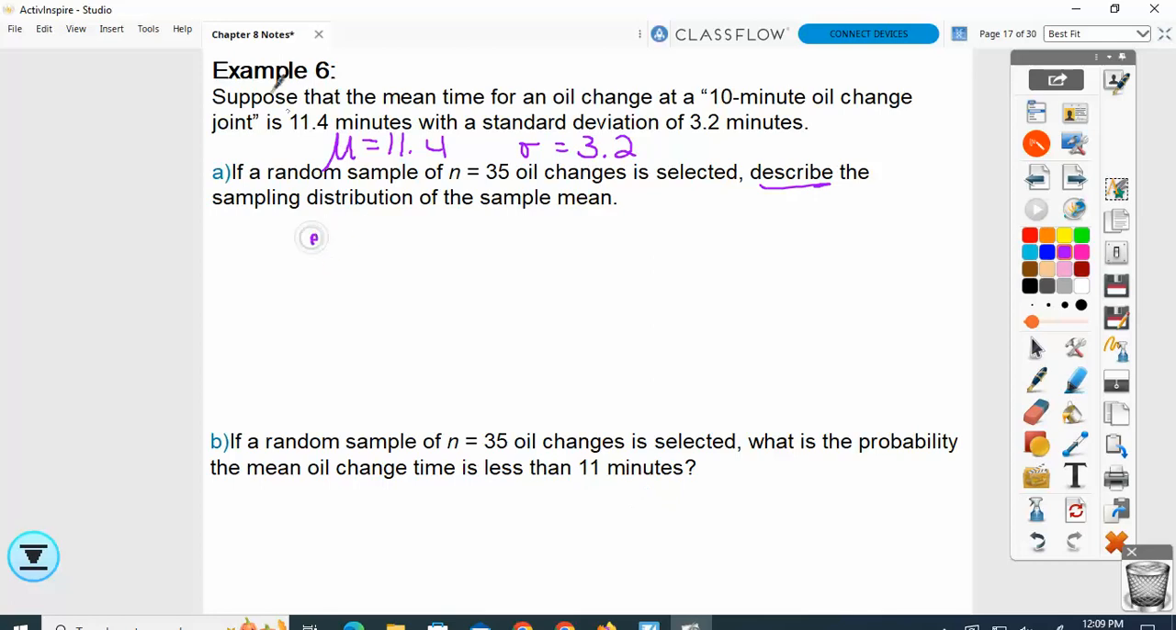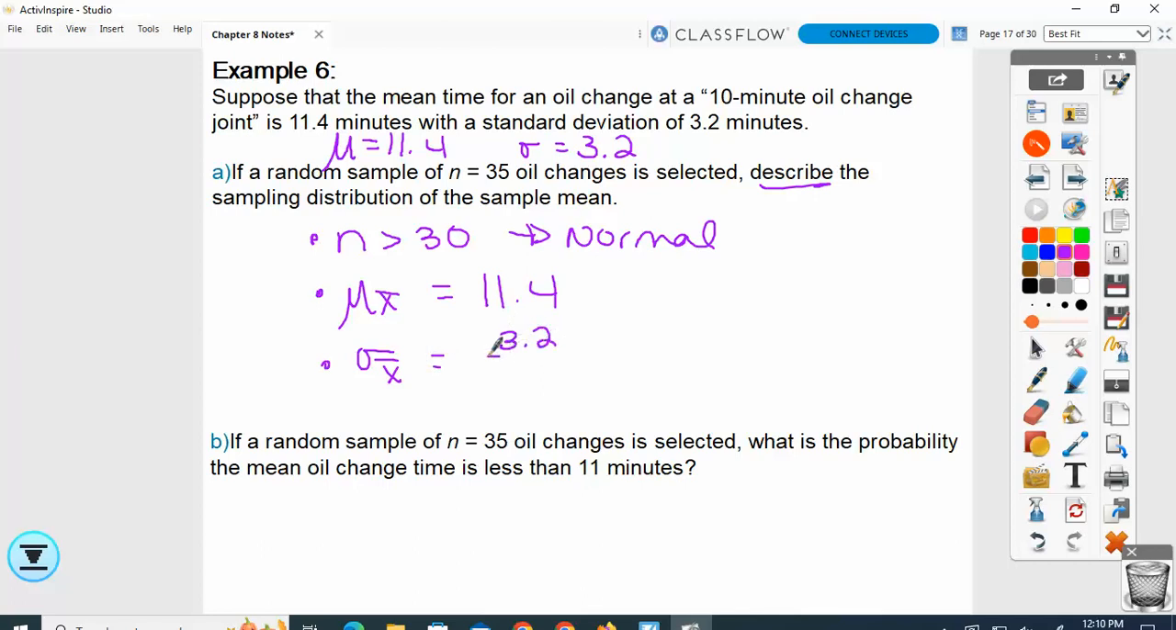So, would this one be normal? I didn't tell you it was. But how do I know it will be? Yep. So, n is greater than 30, which means it is normal. The mean for the sample means is the same as the population mean, 11.4. Standard deviation for those is the population standard deviation divided by the square root of n. What's my n? 35. So we get 0.5409.